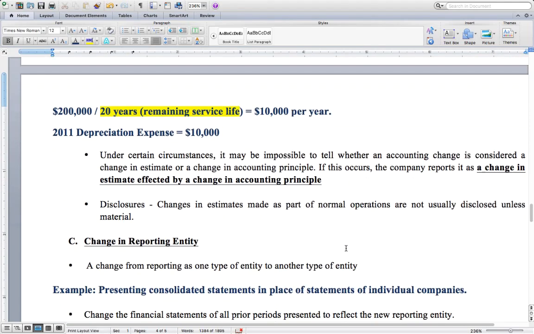Under certain circumstances, it is impossible to tell whether an accounting change is considered a change in estimate or a change in accounting principle. If this occurred, the company reports this as a change in estimate affected by a change in accounting principle. You may also see this referred to as a change in estimate inseparable from a change in accounting principle. You do not need to understand any calculations or anything with this. Just know that if you can't distinguish between the two, this is how it is reported.